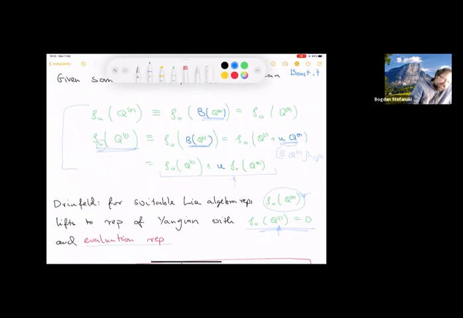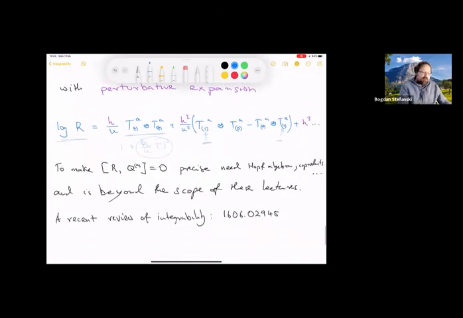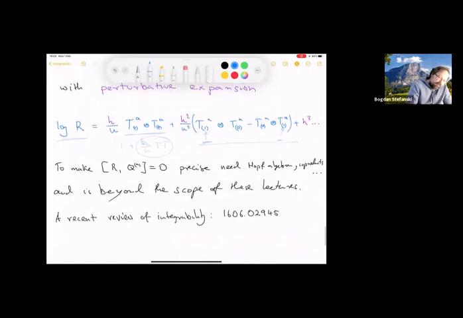So all I wanted to highlight is that in Drinfeld's formulation, he gives you an evaluation representation for the Yangian, where the higher non-local charges appear non-trivially with this boosted piece, with a boost u. And he uses those to write down the R matrix in this kind of form. Okay, so I better stop here.